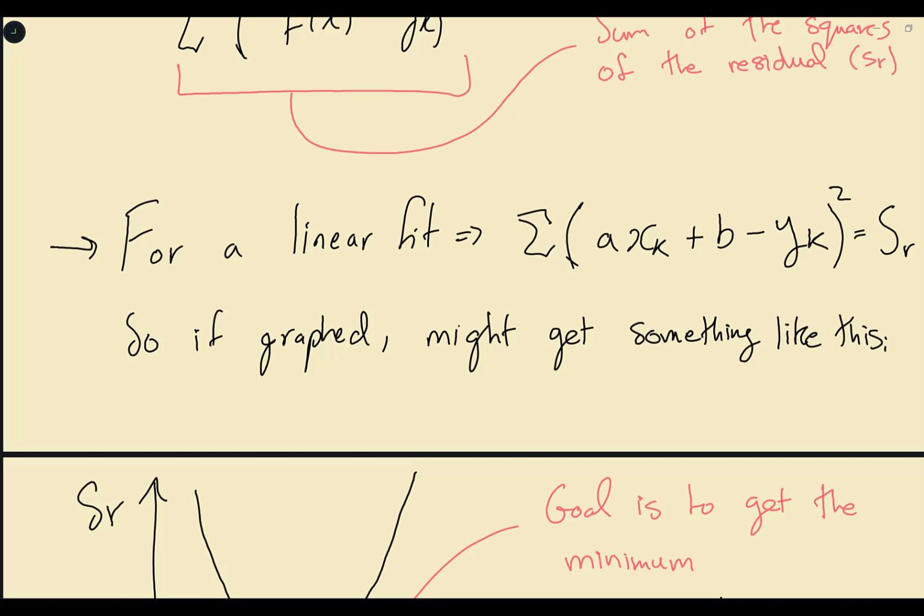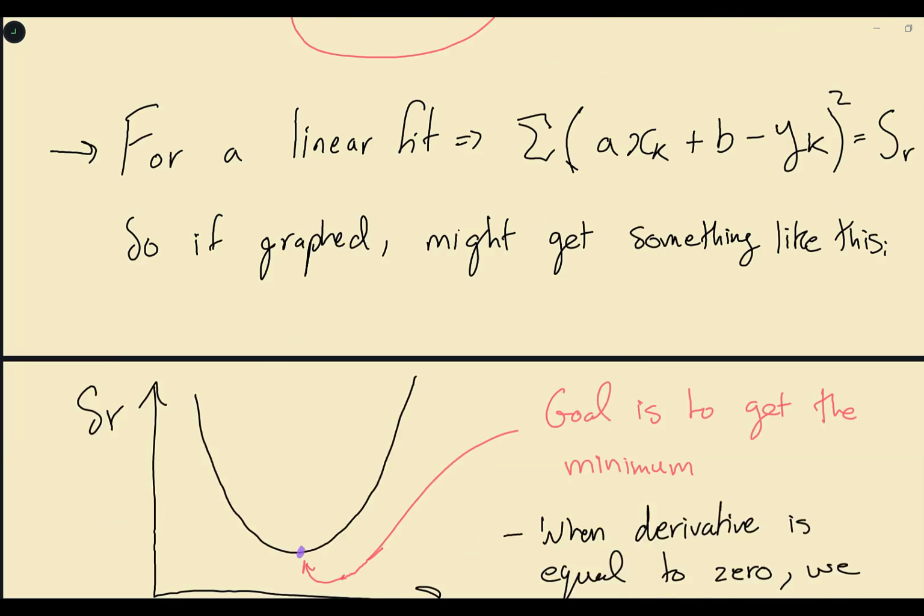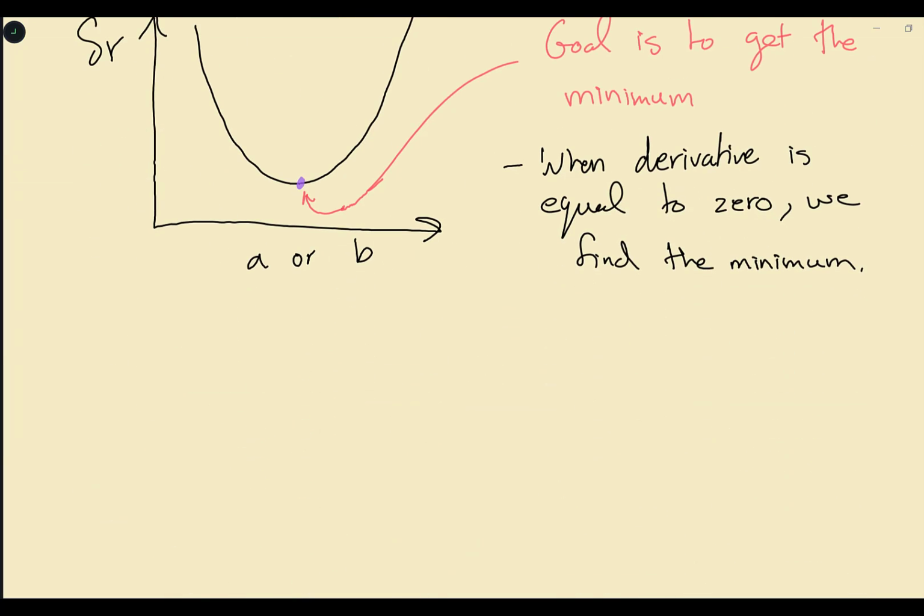So we have an equation here. This is the equation. We want to find the derivative of this equation in terms of, say, A, and in terms of B, and then find out where these two equations give us a value which is 0. So let's do one by one.